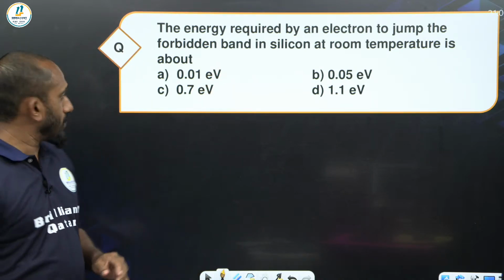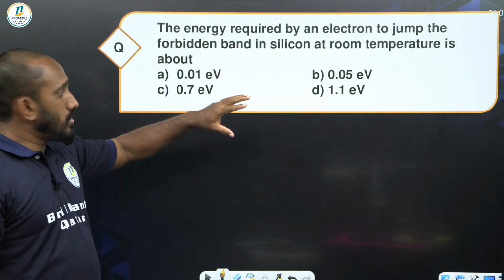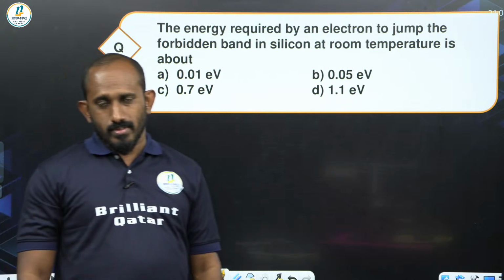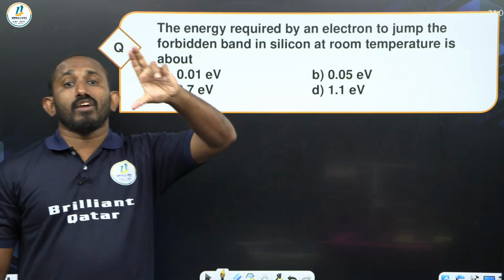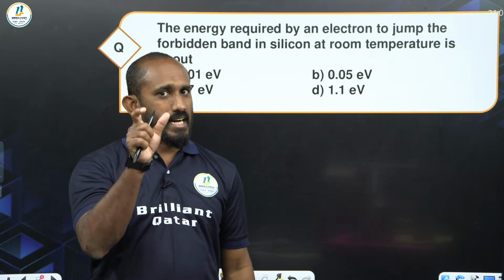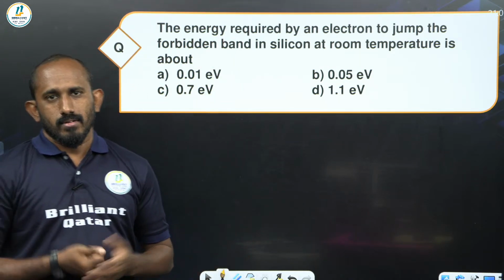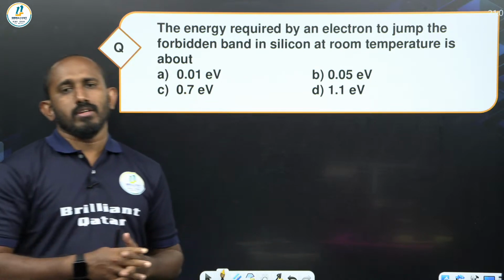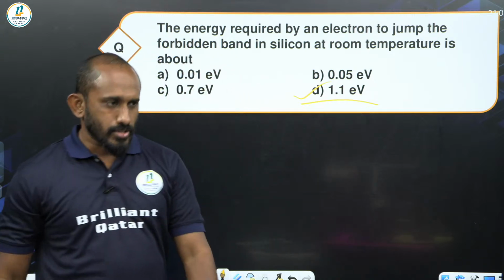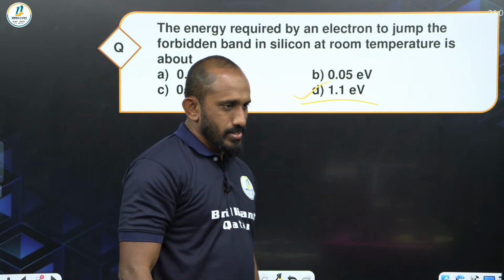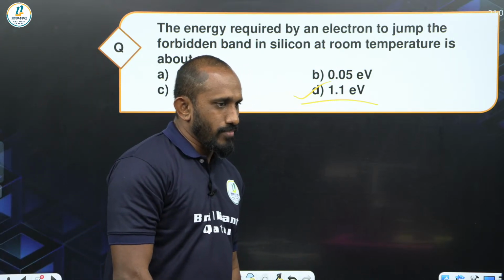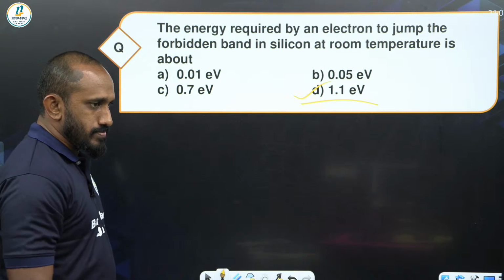Yeah, silicon, just before we discussed. The energy required by an electron to jump the forbidden band in silicon at room temperature is about... So what is the value of the energy gap? That's the question actually. To jump an electron from the valence band to the conduction band in pure silicon, how much will it be? I told you for silicon it is 1.1 electron volt and for germanium it is 0.7 electron volt. So the answer is 1.1 electron volt. Direct theory question. D is the correct answer. Yeah, great. Good.